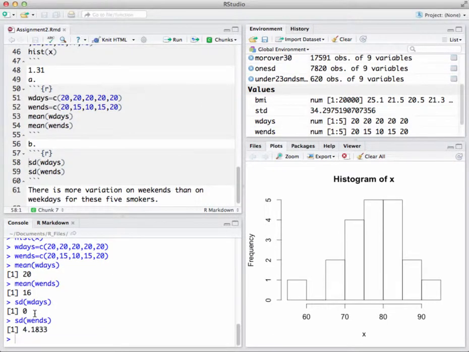And we see, as predicted, that the standard deviation on weekdays is 0, and the standard deviation on weekends is about 4.1833 cigarettes. In other words, on average, the distance away from the mean of 16 cigarettes is about 4 cigarettes below or above.